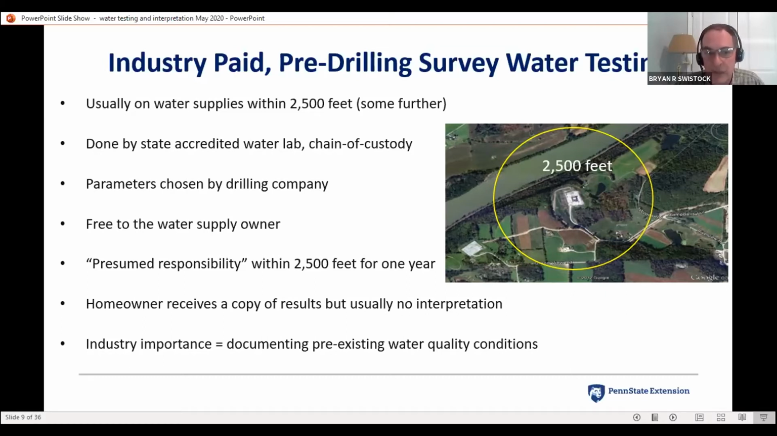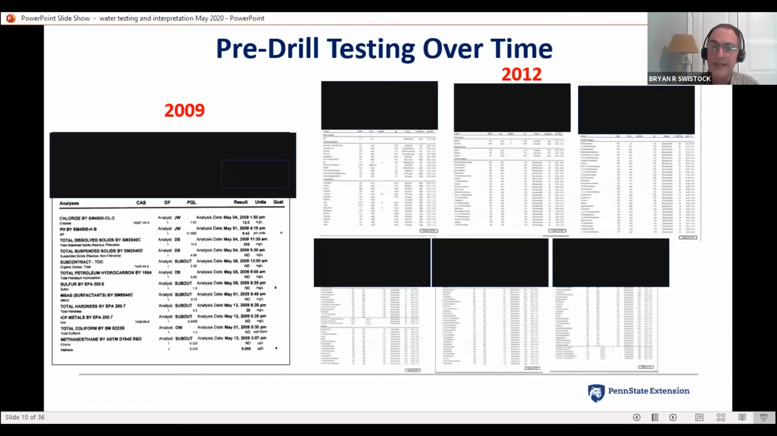And because of that presumption, the industry has a very big, important role here in that they want to know what the pre-existing conditions are. I just told you a few slides ago, we have all these pre-existing conditions. And so from the industry perspective, they want to know what those pre-existing conditions are before they drill, so that if anything is complained about, they have that listed already as an existing condition in that water supply. So that's the industry interest here, to document what those pre-existing conditions are by doing this pre-drill survey or pre-drill testing. This has changed a lot.